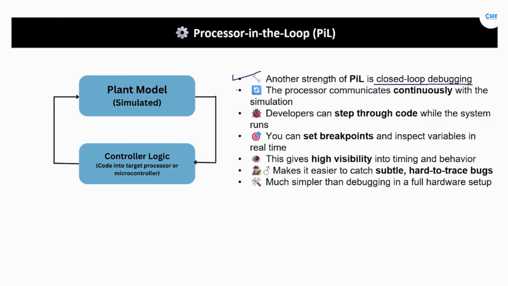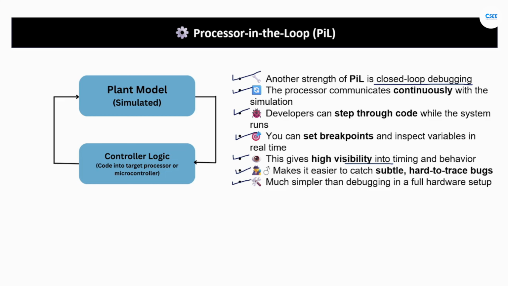Another reason PiL is so powerful is that it allows developers to do closed loop debugging. Because the processor communicates continuously with the simulation, you can step through code, set breakpoints, or inspect variables in real time while the system runs. This visibility makes it far easier to understand timing behavior and fix subtle bugs that could be hard to trace in a complete hardware setup.